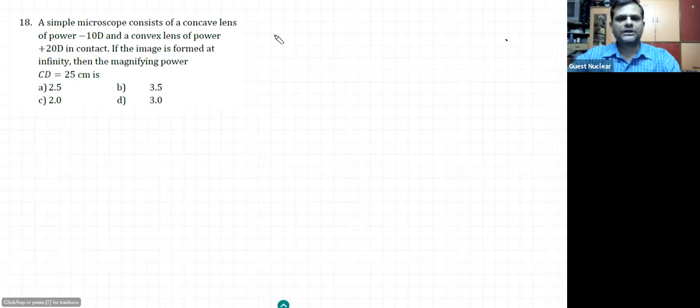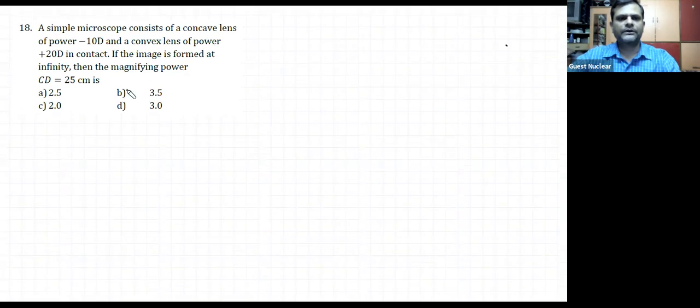Just read the question carefully. A simple microscope consists of a concave lens of power -10 diopter and a convex lens of power 20 diopter, which are in contact. If the image is formed at infinity, then what is the magnifying power? Okay, so magnifying power is to be found out, and the simple microscope consists of two lenses which are combined together.